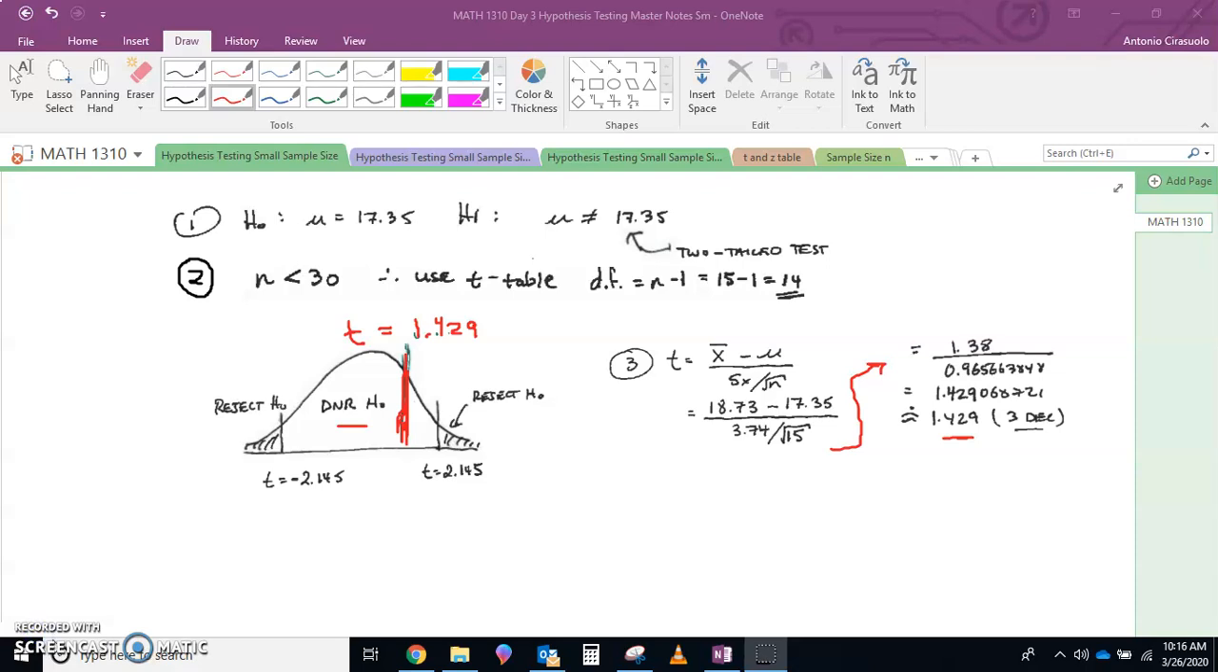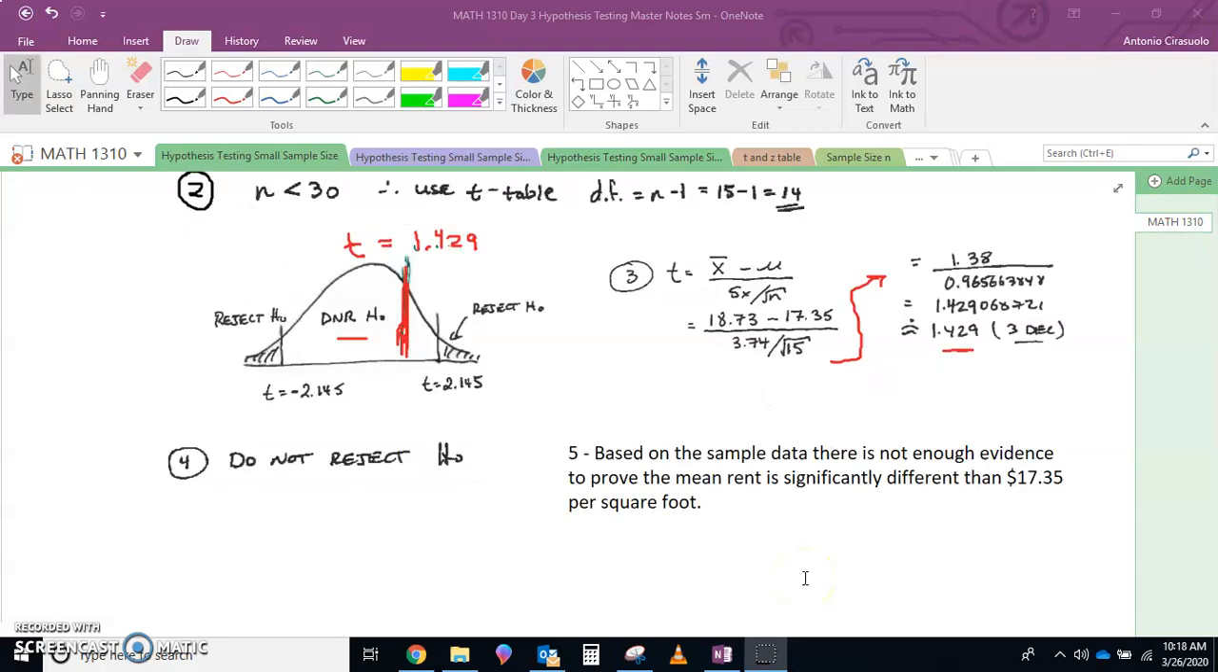So since it falls in that, the conclusion is do not reject the null hypothesis, and then we'll state our final conclusion based on that information. So based on the sample data, there's not enough evidence to prove the mean rent is significantly different than $17.35 per square foot. You start to see the pattern, right?